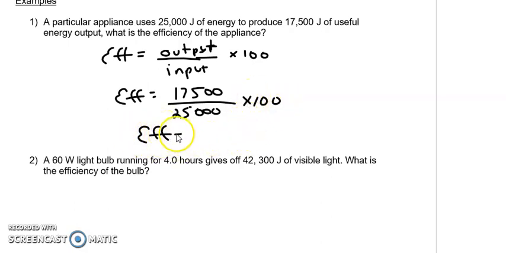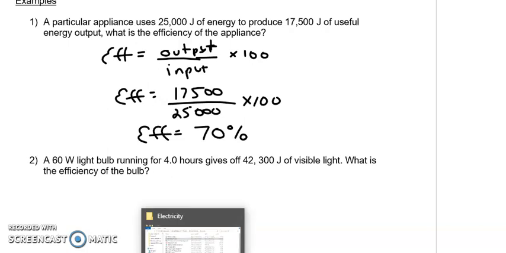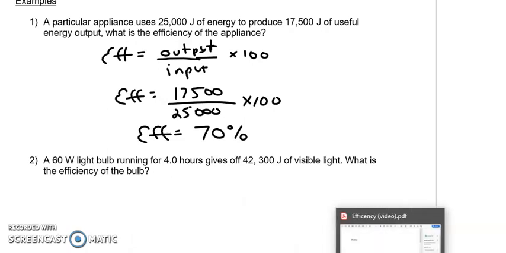Now, when you type this in your calculators, and you should be typing this in your calculators, you should be getting in the neighborhood of 70%. Now, the other 30% is coming out of this process as well. It's just that that other 30% is not in useful forms, or it's not in the intended form that we have.